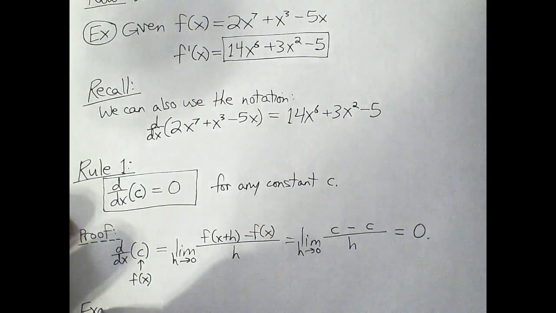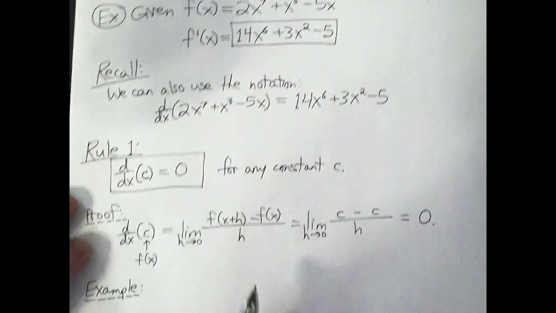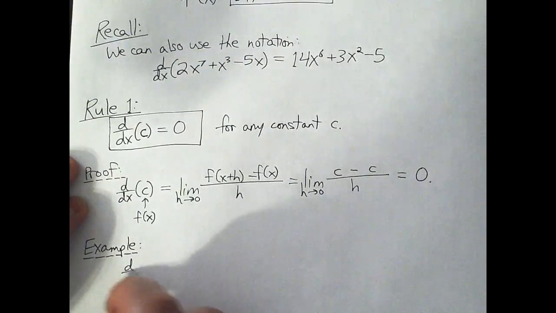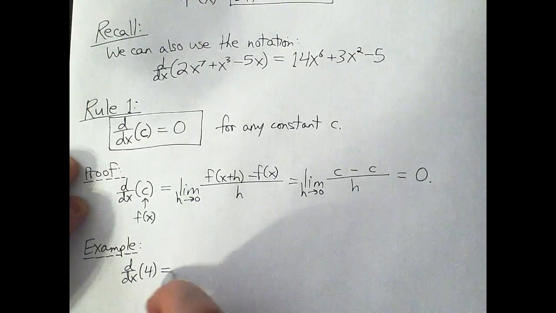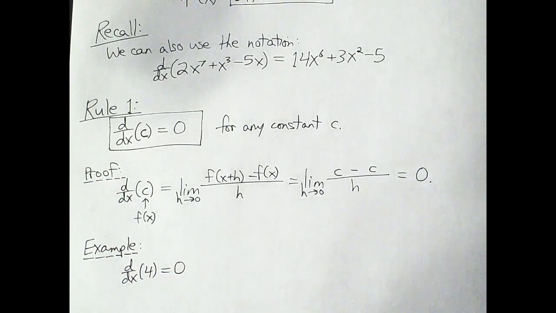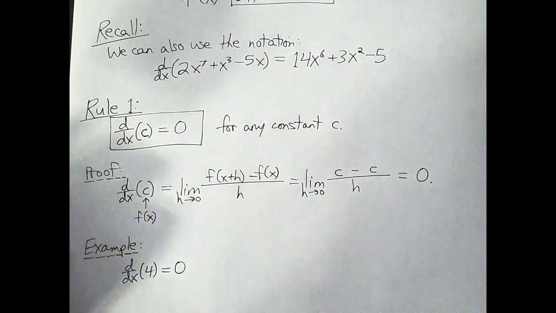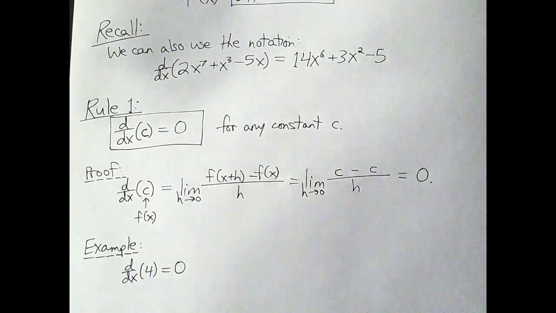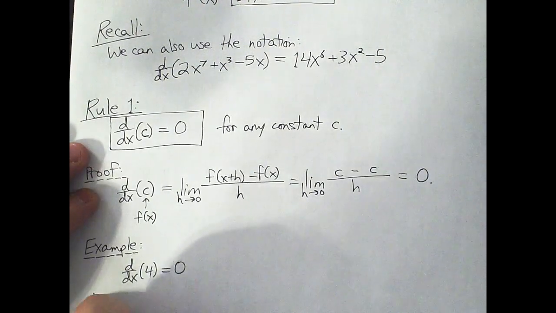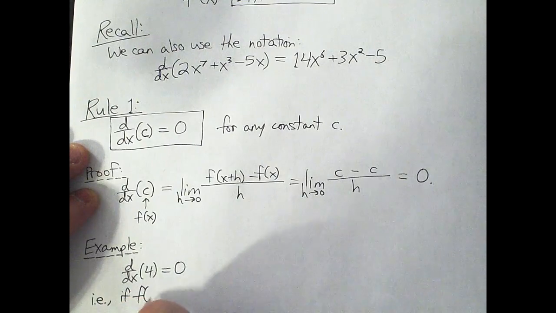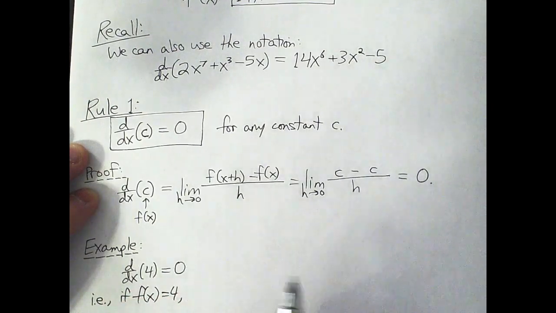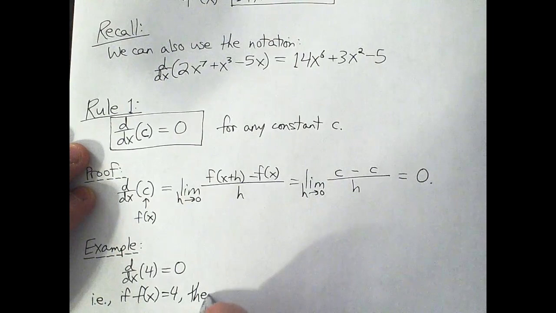I'll show you a little example. Well, there's not really much to say for an example, but how about this? d dx of 4 is 0. Okay? That's an example. d dx of 0 is also 0. d dx of 1 is 0. d dx of negative 1 is 0. In other words, if f of x equals 4, the constant function 4, then f prime of x equals 0.